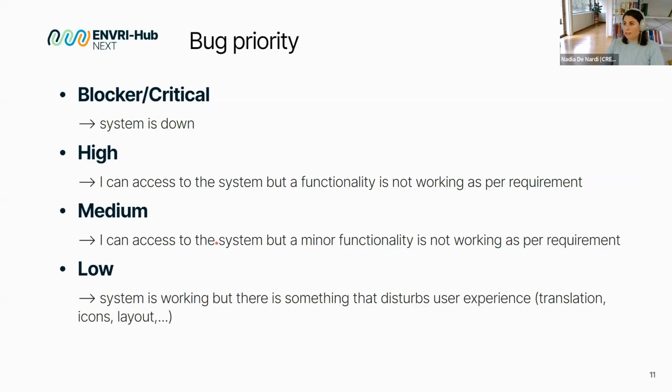Then we have the bugs priority. The list of priority types is the same, but the meaning is a little bit different. We have blocker and critical when the system is down, the functionality is down. Then high, when I can access the system, but the functionality is not working as per requirement, okay. Medium, a minor functionality is not working. So high is where major functionality is not working, then minor functionality is not working. Low when there is something that disturbs the user experience, okay? So like translations, icons, layout, something like that.